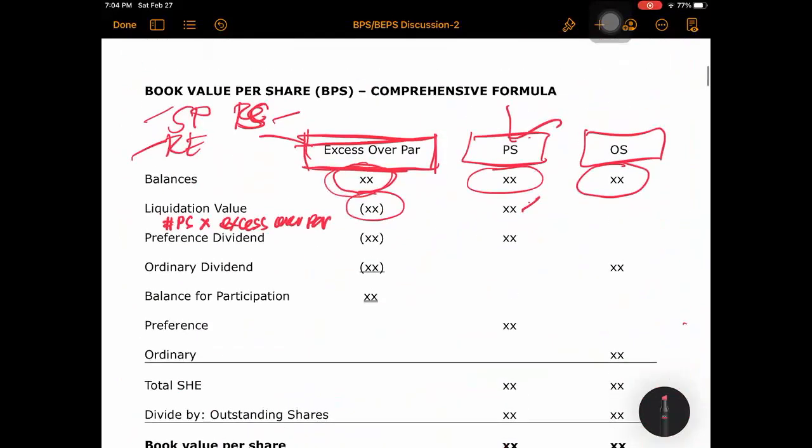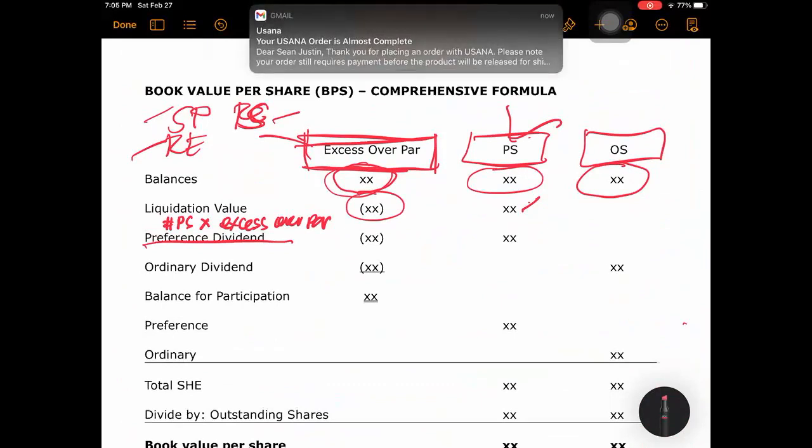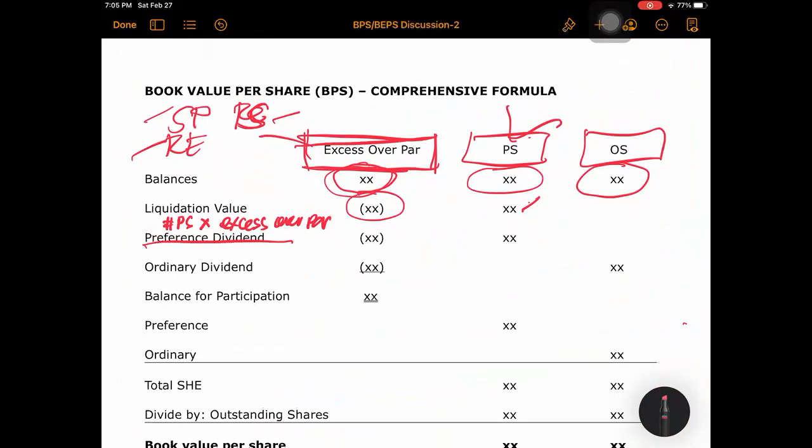Okay, so that's preference dividend. If you look at it, the preference dividend depends on its terms: whether it is cumulative, whether it is participating. But the assumption, if the problem is silent, is that the preference shares are automatically non-cumulative and non-participating, not unless stated in the problem that it is cumulative or participating. So, that's how we compute the preference dividend. Since it is preference, it falls under preference as to the distribution of dividends. So, okay, we put it in the column of preference shares.